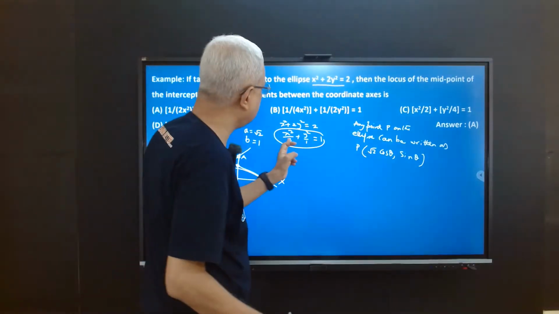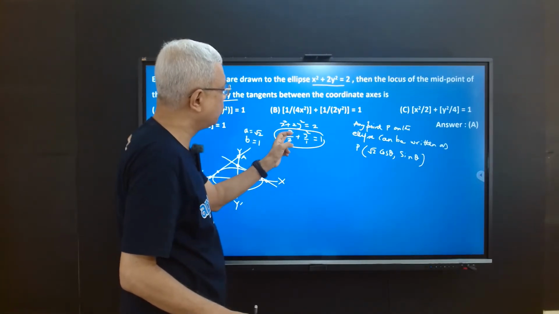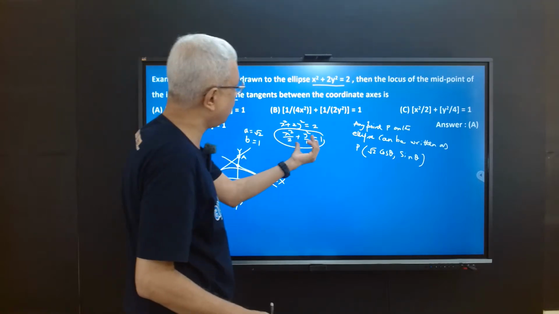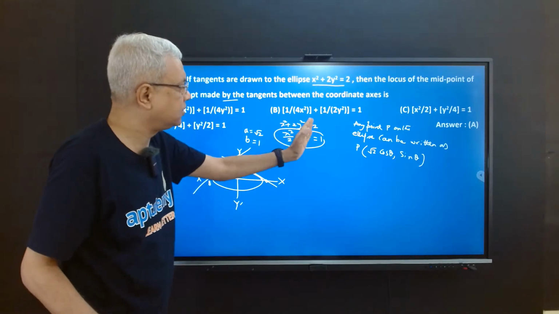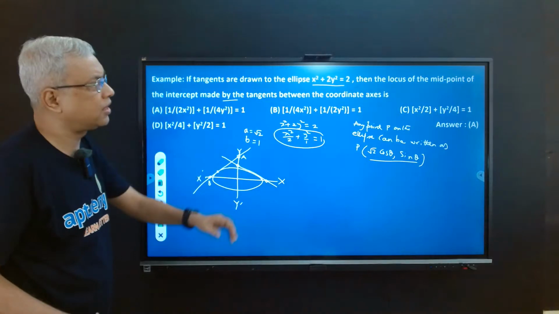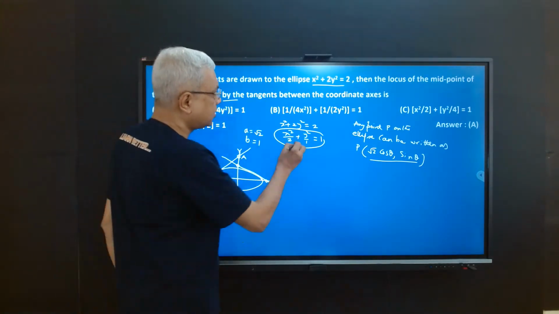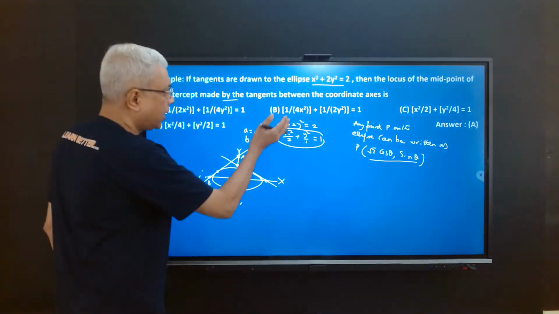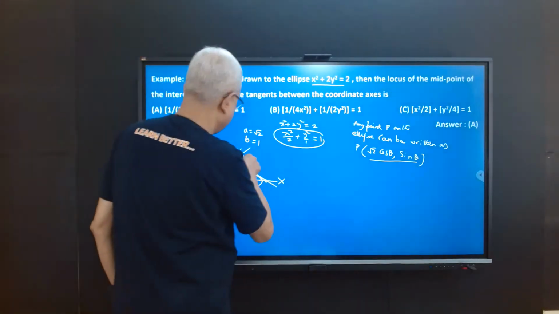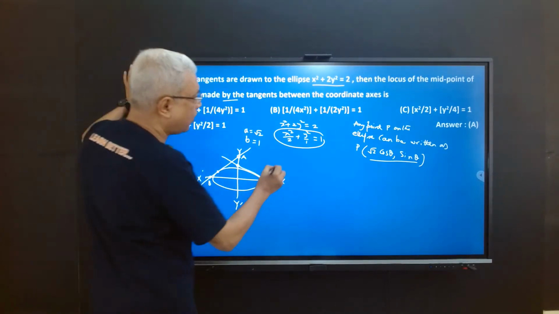So if you plug in x equal to √2 cos theta, it becomes 2 cos square theta by 2, that is cos square theta plus sin square theta. It is always satisfied. The left hand side is equal to the right hand side. So (√2 cos theta, sin theta) is an arbitrary point on the ellipse. Now let us compute the equation of the tangent of the ellipse passing through this point P.